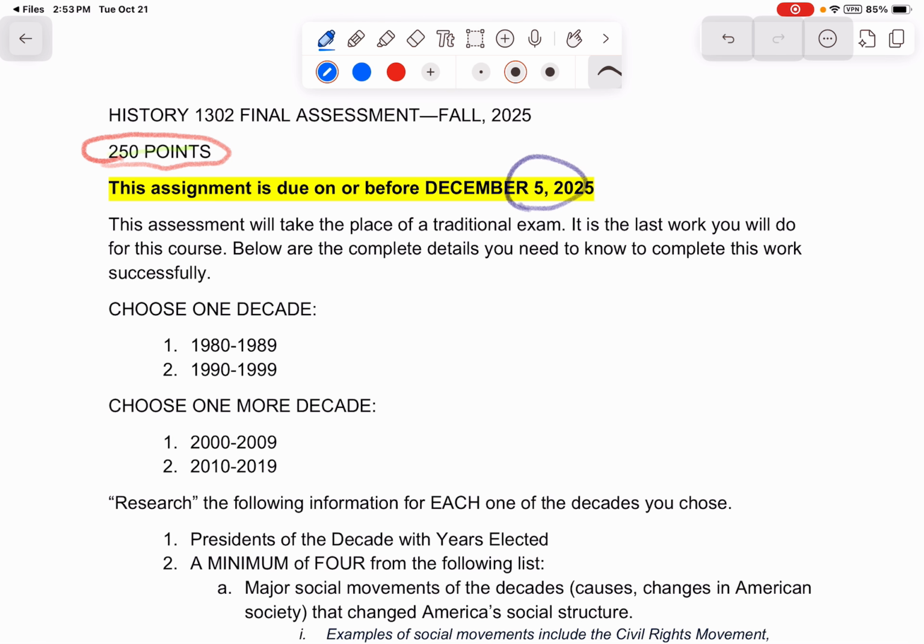So the first thing you're supposed to do is I've given you 2 decades here, the 80s and the 90s, if you will. So you are to choose one of these two, okay? Then you go and choose a second decade from the 2000s all the way up to 2019. So in total, you're going to be dealing with 2 decades here.